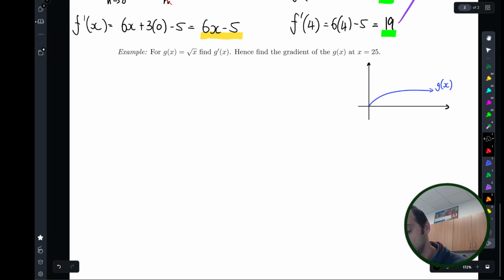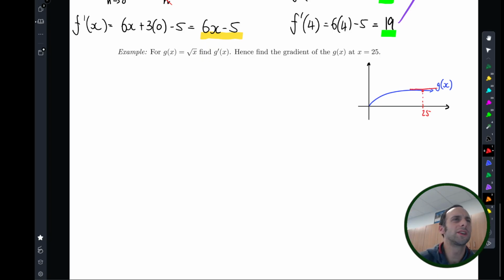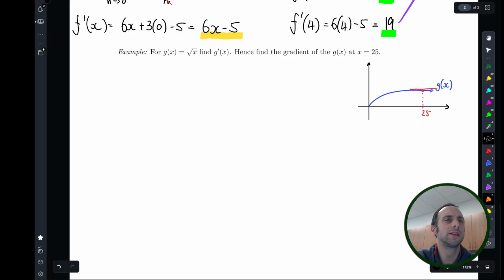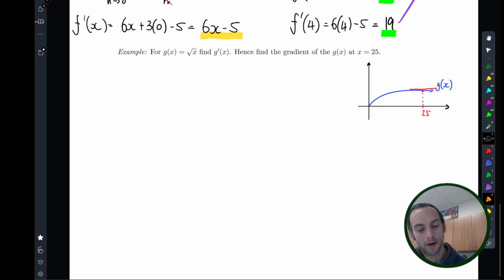And we are interested in the slope when x equals 25. So quite a long way out here on the right side. Okay? We expect the tangent line to be pretty flat, not quite horizontal, but pretty flat. So we're expecting a tangent line slope or gradient to be a small but positive number. All right, let's get into the algebra as we start looking for that g primed of x equation.